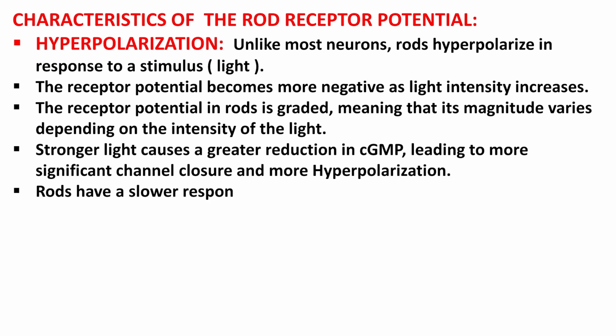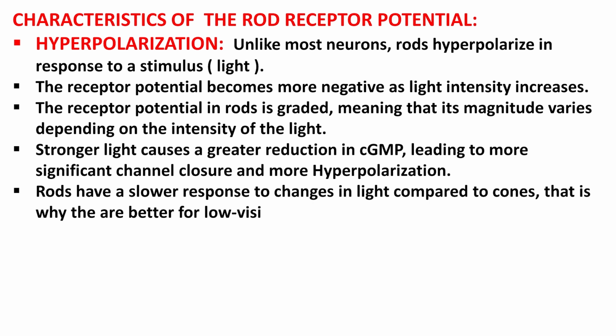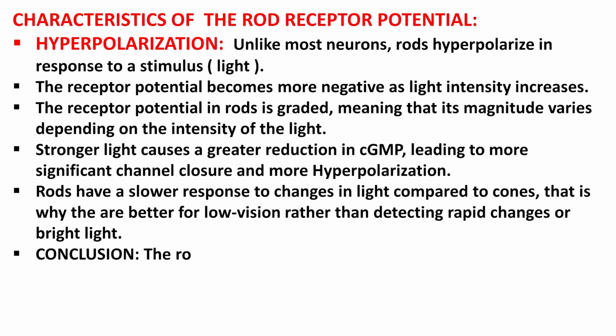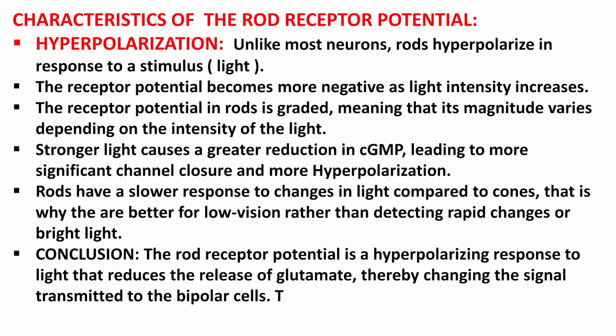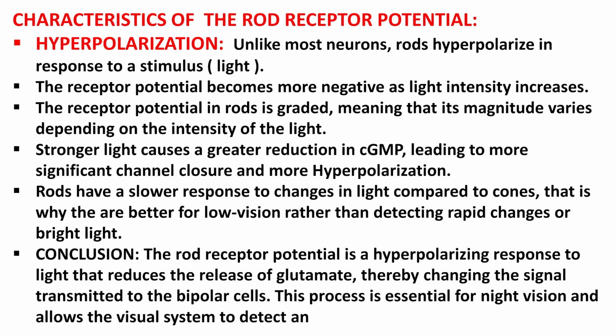Rods have a slower response to changes in light compared to cones. That is why they are better for low-light vision rather than detecting rapid changes or bright light. Conclusion: the rod receptor potential is a hyperpolarizing response to light that reduces the release of glutamate, thereby changing the signal transmitted to the bipolar cells. This process is essential for night vision and allows the visual system to detect and process low levels of light.